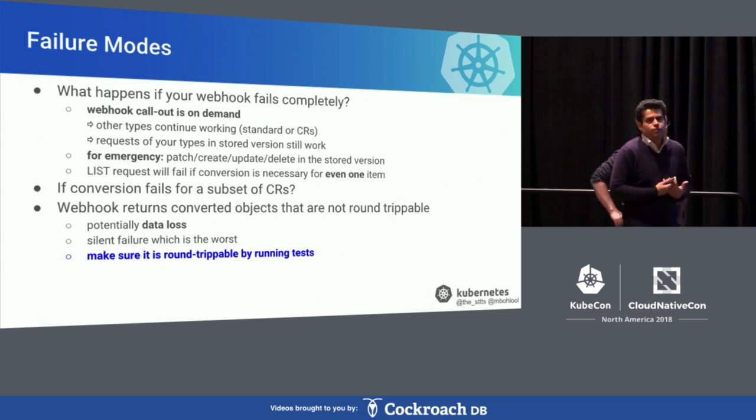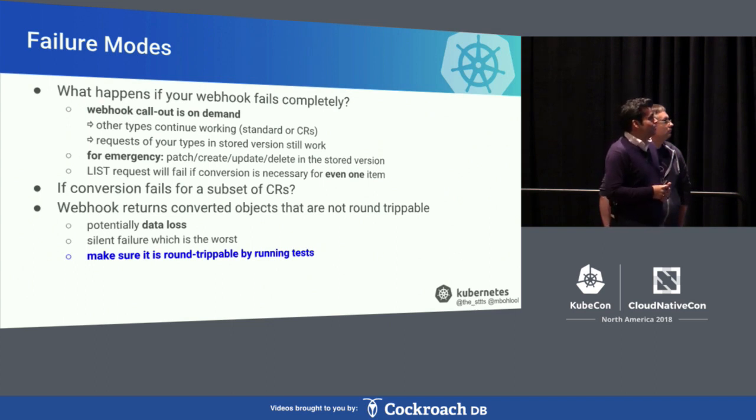A conversion can fail for a subset of CRs too. Your webhook may still work, the connection can be available between the API server and the webhook, but the webhook conversion may fail for some of the CRs. The same concept applies: it only fails for those CRs, nothing else.